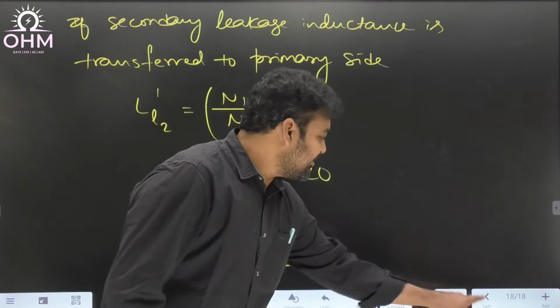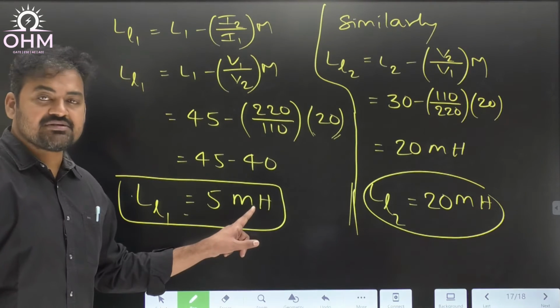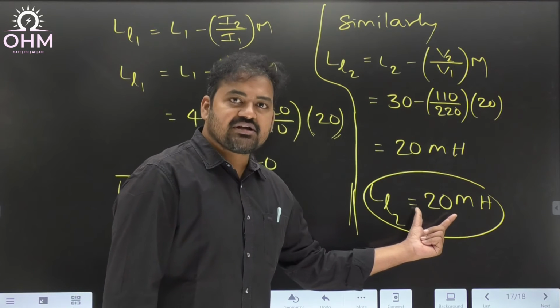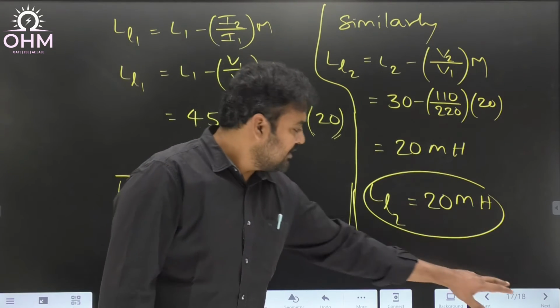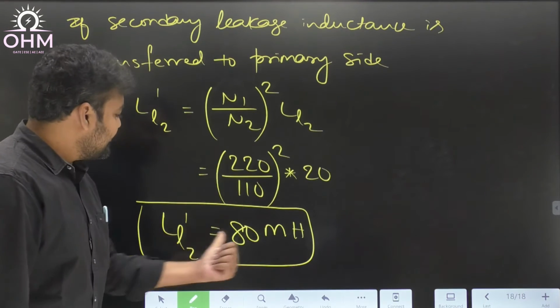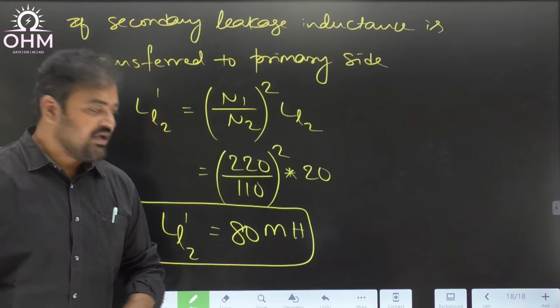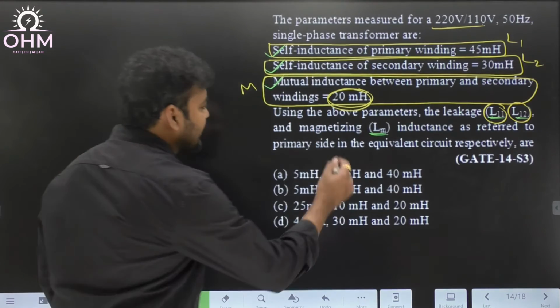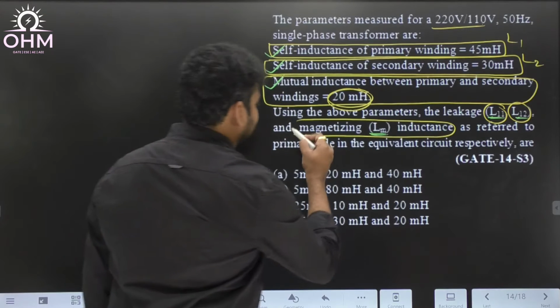So what is the primary leakage inductance? 5 millihenries. This is already referred to primary. This is the secondary leakage inductance, but referred to secondary, and I transferred it to primary, that is 80 millihenry. But according to the question, we have to find out one more parameter. What is that? Magnetizing inductance also I have to find out.